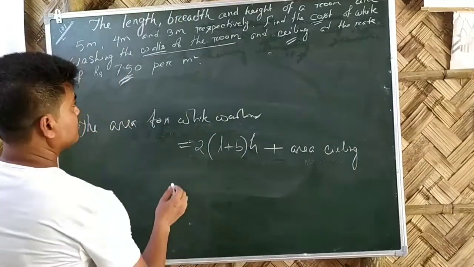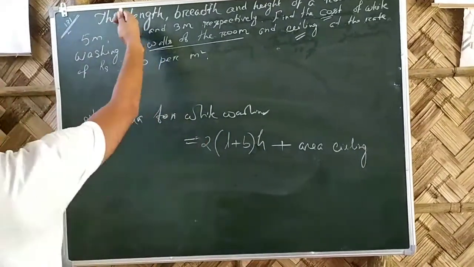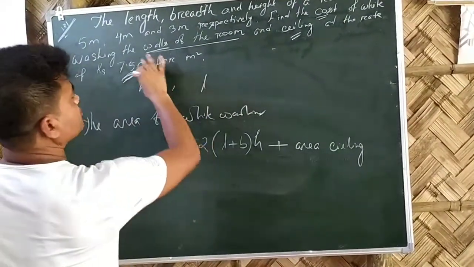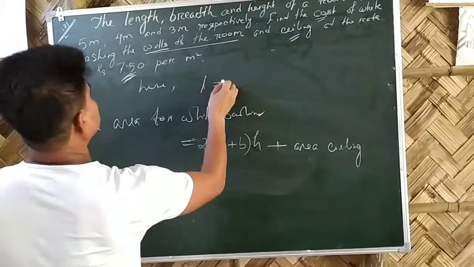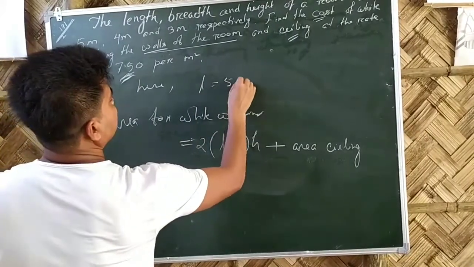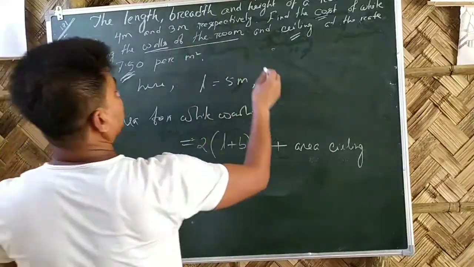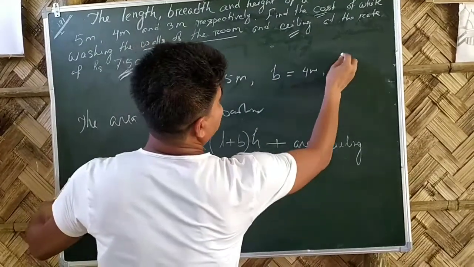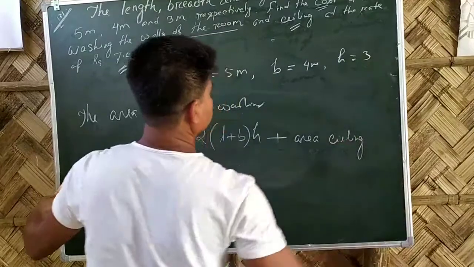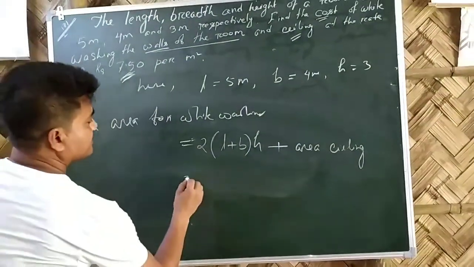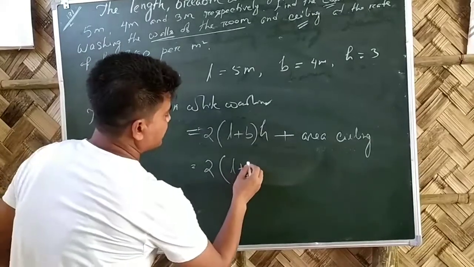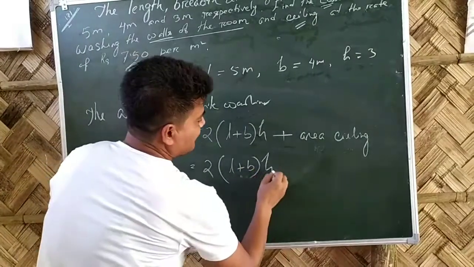Now putting the values. Here we have length, breadth and height, and the dimensions are already given. Length is 5 meter, breadth is 4 meter, and height is 3 meter. So the surface area of the four walls, again I am writing it, plus the ceiling.